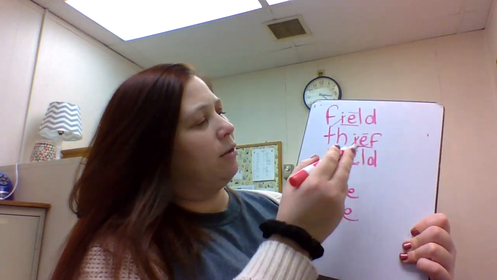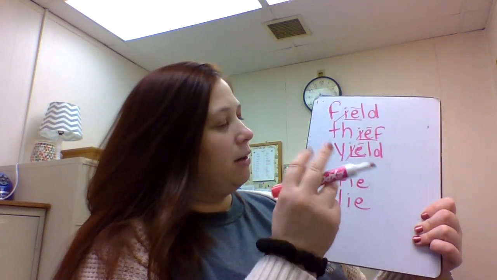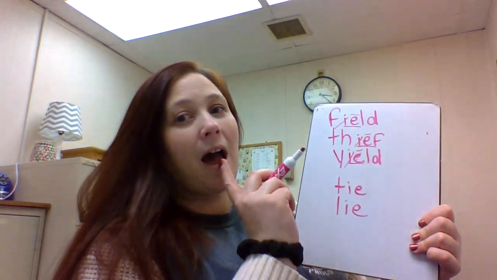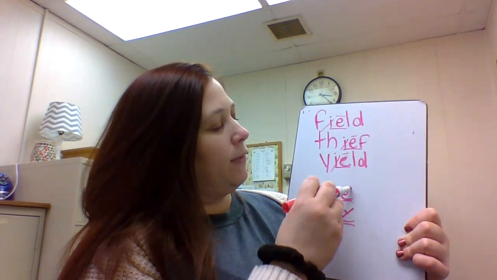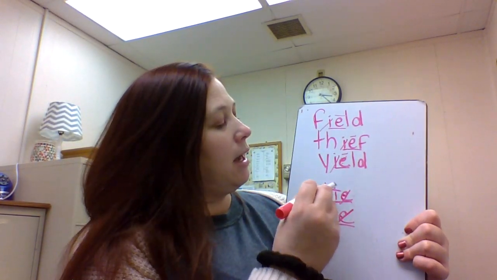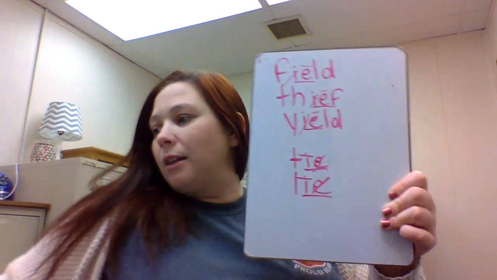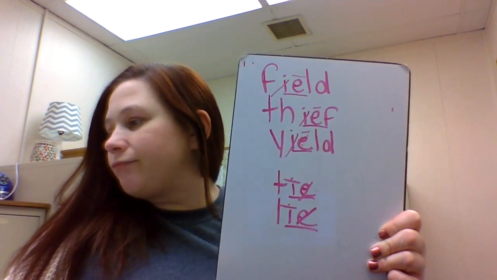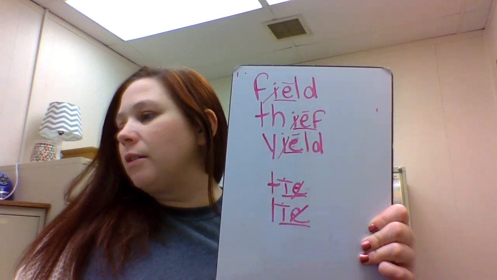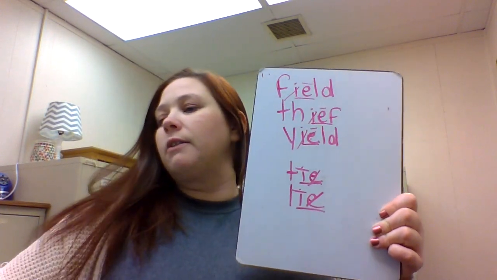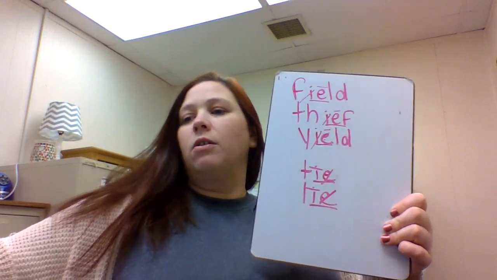Tie and lie. Again, we have I-E here, right? But this time, we're saying that I sound. So we're going to underline our digraph. We're going to mark off the E because we're not saying the E, but we're saying the I. Like that. All right. Let's look at our keywords for this.